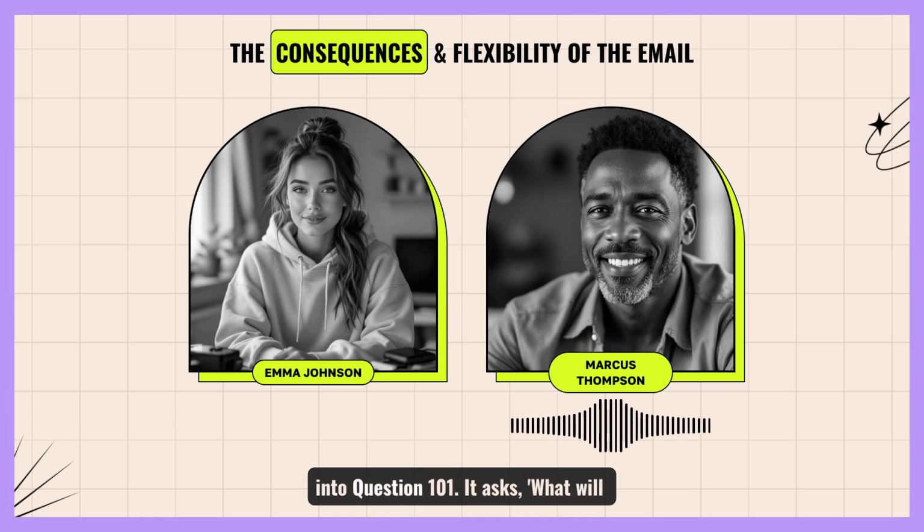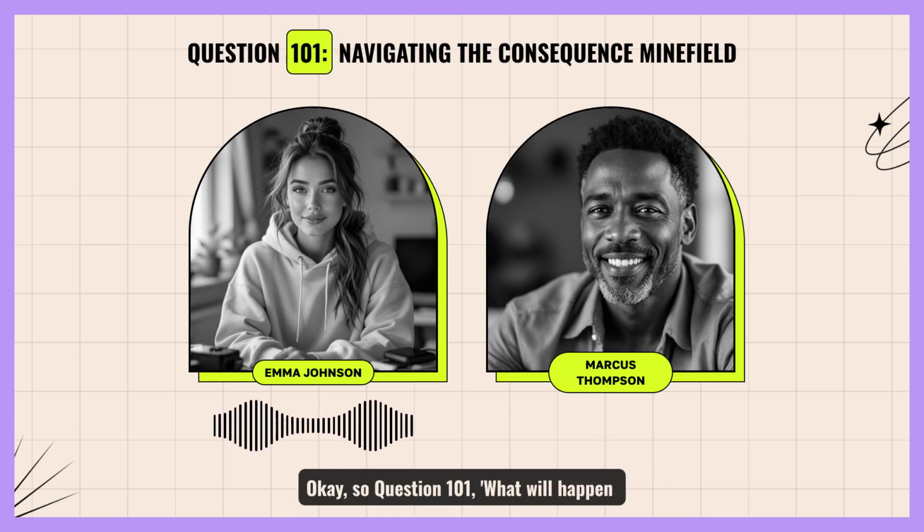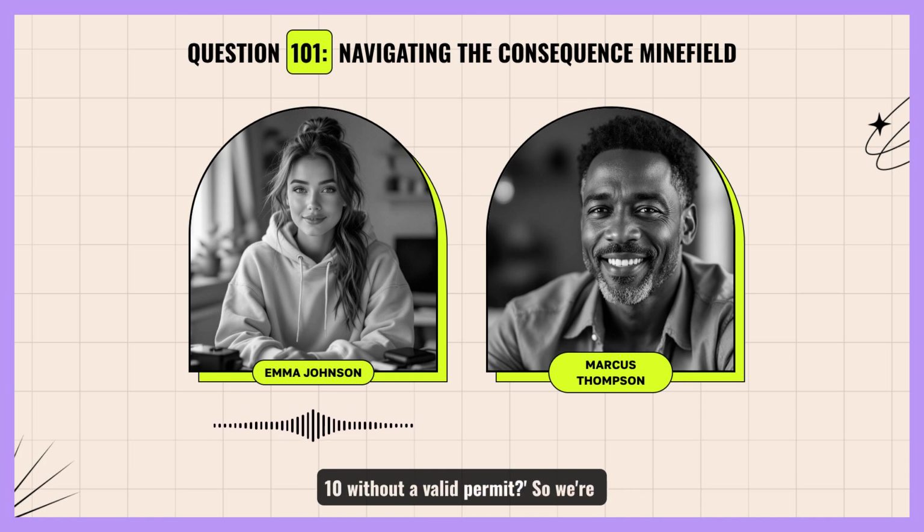So let's jump into question 101. It asks, what will happen if students park on campus after April 10 without a valid permit? So we're looking for that clear consequence again, right? You said explicit consequences. So if I'm breaking it down, it's asking about a specific time, a specific situation, and then the result. So the answer has to match what's directly stated, not what I think should happen or what sounds reasonable. Is that the right mindset?